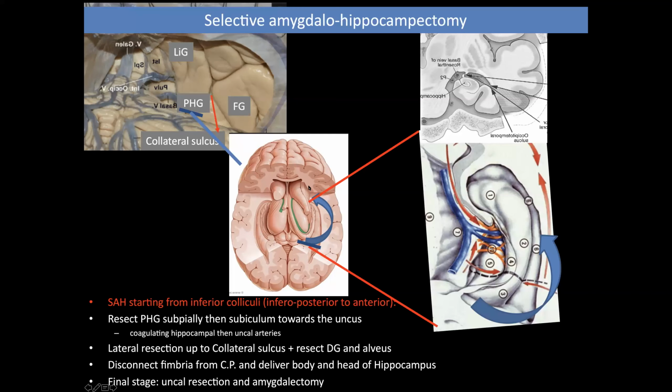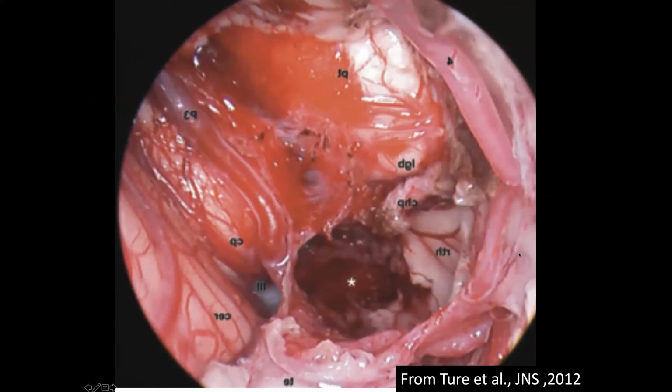And so, for the sake of time, I won't go through the details of these steps, but of course it would be important to review the anatomy that you usually see from an anterior lateral or a lateral standpoint, but from an inferior posterior lateral point of view. And this is an example of a resection of the amygdala and hippocampus from a SCTAT approach.